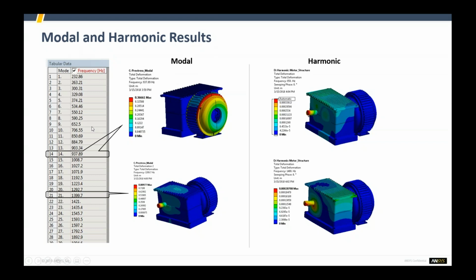For the modal, we can calculate different modes. Here we have mode number 14 and mode number 21. And for the harmonic, we can show you the total deformation under different frequencies. On the top, it's 950 hertz. On the lower side, it's 1400 hertz.